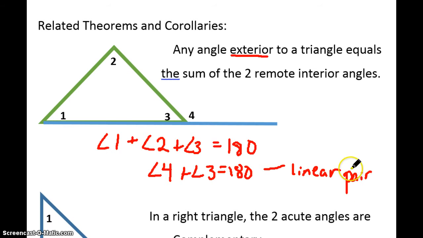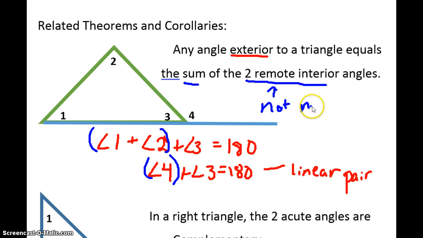So because we know those two facts, the only way that this can work, I add the same thing to 3 and get 180 each time, is if that piece that I added has to be the same. So that 1 plus 2 actually has to equal 4. Okay. Now, to say it all formally, what we're saying is that any exterior angle, like this angle 4, is going to equal the sum of the two remote interior angles. Remote just means the ones not next to. Okay. Not next to.